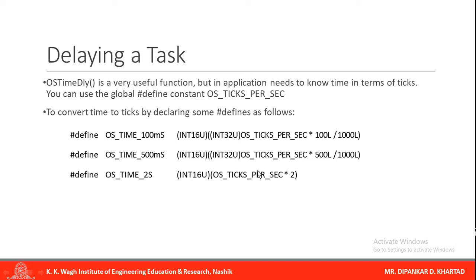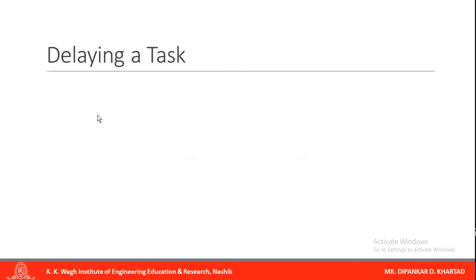So what do you think? Will it be useful or not? This function is very useful, no doubt. But what do you think? Is it useful if you want to use a time of 10 milliseconds, let us say? Again, you have to define a macro as OS time 10 milliseconds and all. So this process is somewhat awkward. For that, we have one different function. So let's discuss it: a function for delaying by specifying the time.